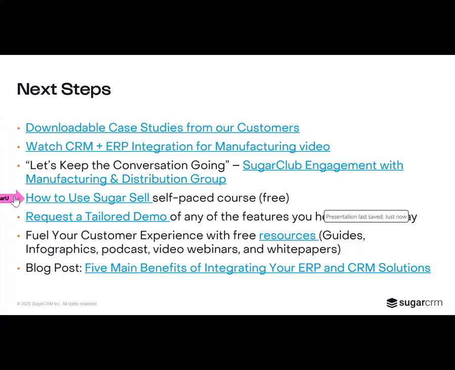So just FYI. There's also, if you want a specific tailored demo on some of the things that we talked about today, like maybe you want to see more about AI, request a tailored demo with that link, and someone in sales will contact you and they'll set that up with you. Okay. There's also a whole bunch of different resources that are out there. And there's this really cool blog that's called 5 Main Benefits of Integrating Your ERP and Your CRM System. I recommend you check those things out.